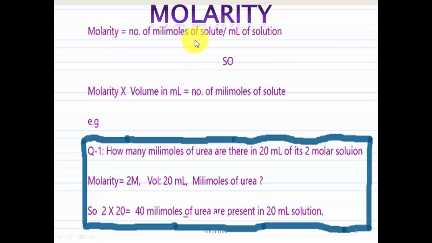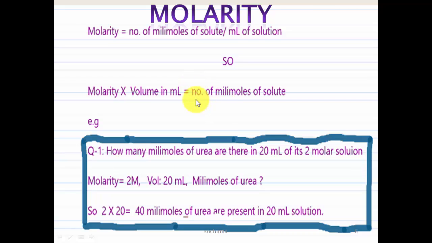If we rearrange this equation, the factor that was being divided will be multiplied here by the volume in ml of solution. If it is multiplied with molarity, then we can get the number of millimoles of solute. This is another expression which is commonly used to calculate any of these three values if one is missing.